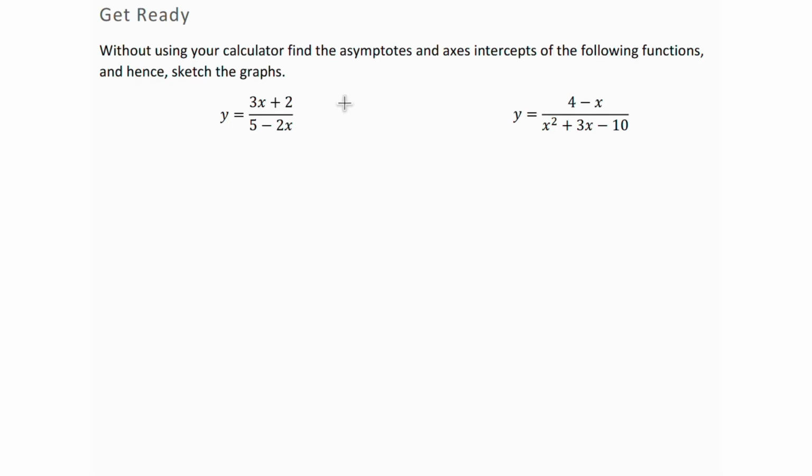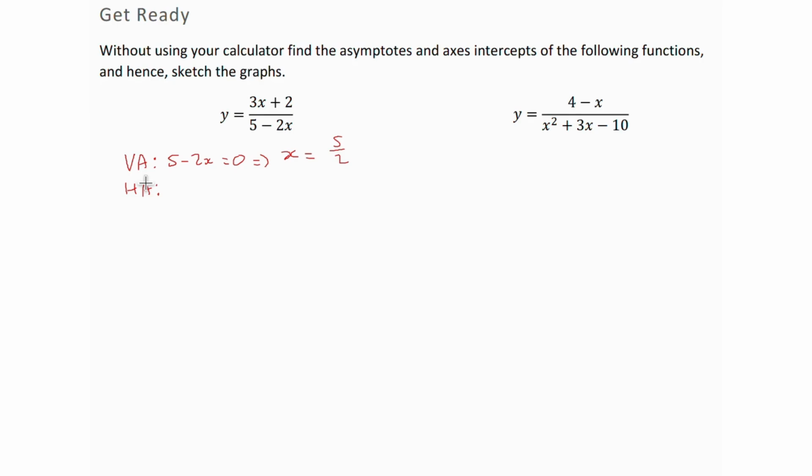Without using your calculator, find the asymptotes and axis intercepts of the following functions and hence sketch the graphs. So let's start with the vertical asymptote. The vertical asymptote is when the denominator is equal to 0. So here we get x is equal to 5/2.